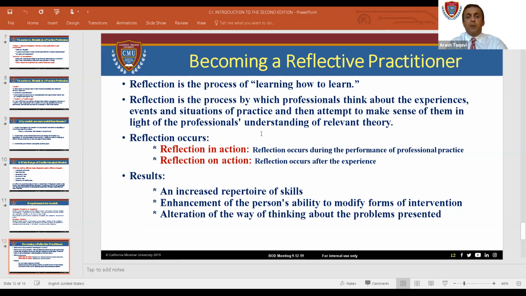So, an increased repertoire of skills. Two, enhancement of a person's ability to modify forms of intervention. Why not? Because when you are a good observer, you can find not only the deficiencies, you can find new approaches. If you are bias-free in your observation, without any bias to accept or to reject your performance, you are only an observer and analyzer of your performance, you are your own supervisor, so you can modify. Very, very simple. You can modify your practice. And finally, alteration of the way of thinking about the problem, presented in other ways.